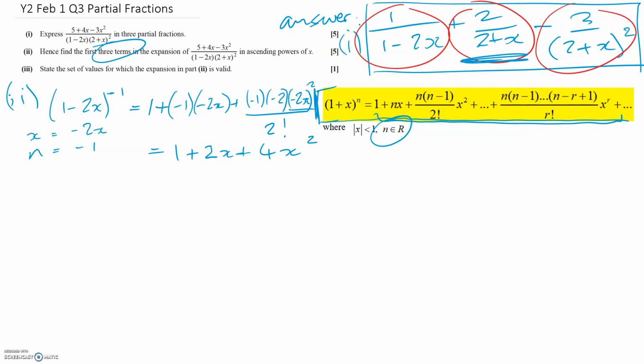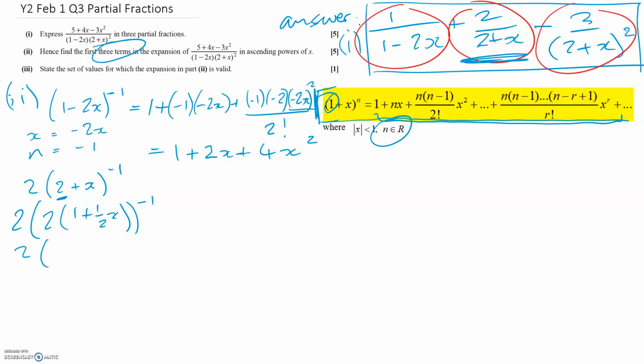So if we do a similar thing for that, we'll leave the 2 as it is and bring the bracket, the denominator, up to the top. Now this time we've got 2 here, which is a bit of a pain. We've got to take that out because we can only use this formula when we have a 1 inside the bracket. So let's take this 2 out. We'll have 1 plus a half x here, but we've still got a minus 1.